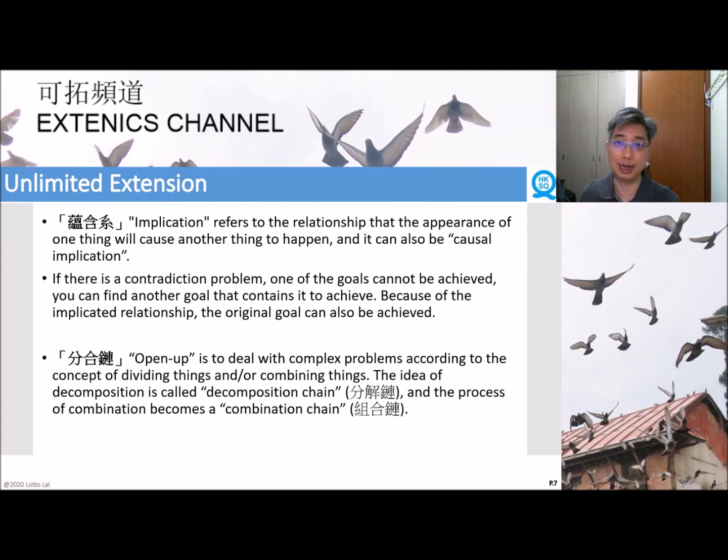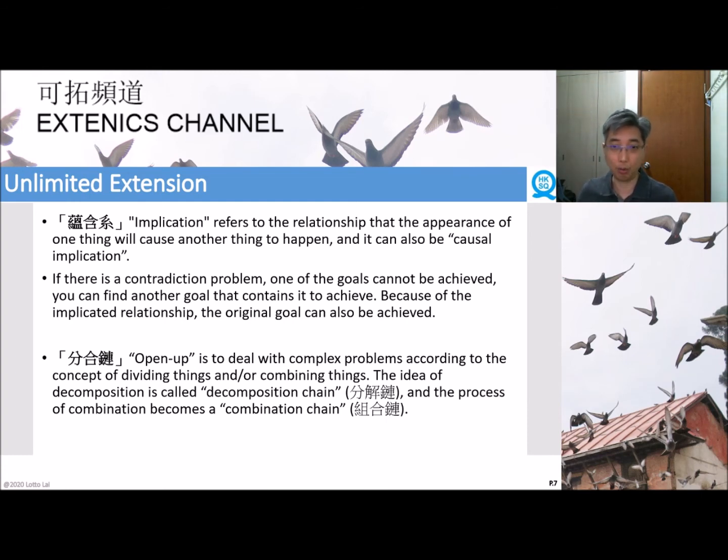The third one is implication. It refers to the relationship where the appearance of one thing will cause another thing to happen, so sometimes it is called a causal implication. For example, when we try to solve a contradictory problem, one of the goals cannot be achieved. We can find another goal that contains it, meaning it implicates it. Because of the implication relationship, after achieving the other goal, the original goal can also be achieved. That is the basic theory behind implication.